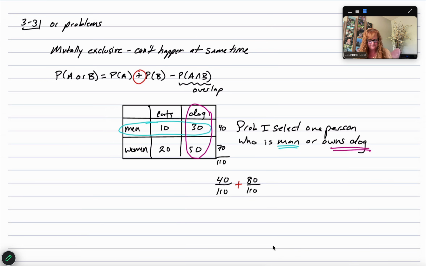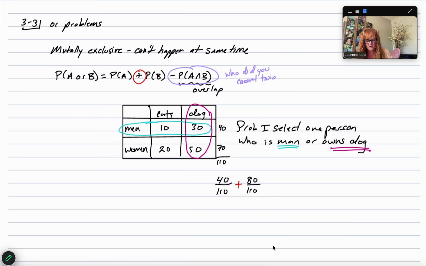Now, what's the problem? The problem in this chart is that you counted some people twice, right? Look at the men and look at all the dog owners. So I've got 30, there's 40 men, but 30 of them own dogs. So I've counted those 30 twice. So this part of the formula that is minus the probability of the overlap, or the probability of A intersect B, is who did you count twice? That's kind of how I explain it conceptually. Who did you count twice?